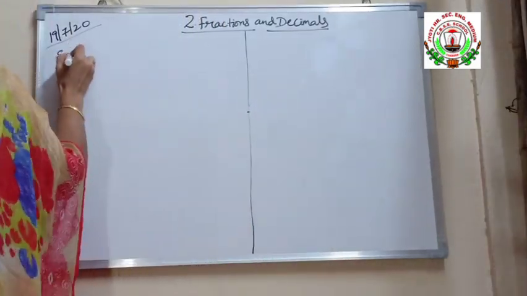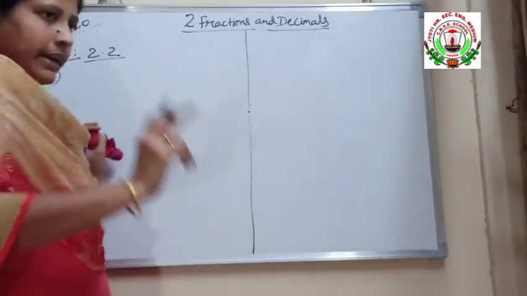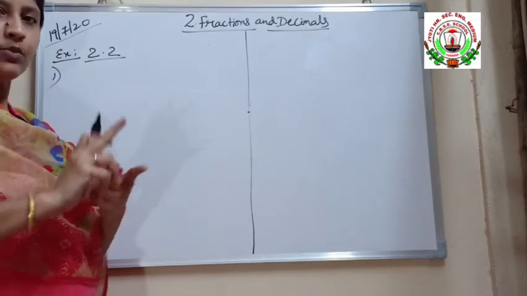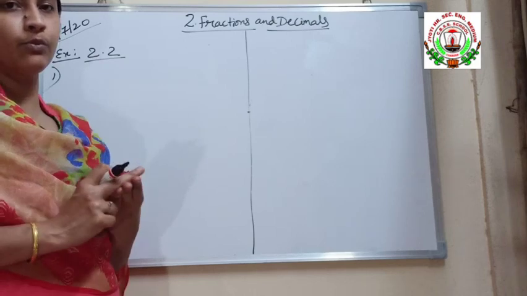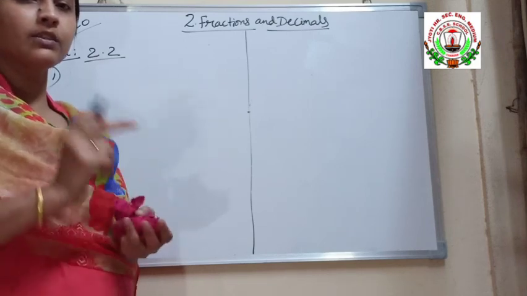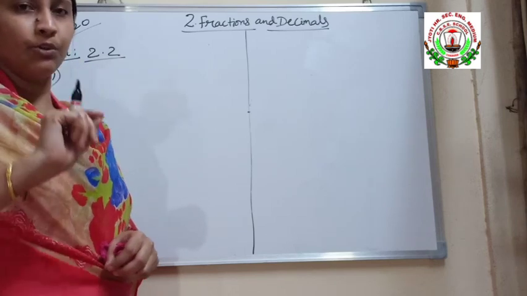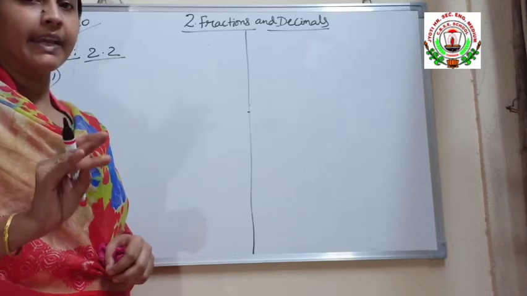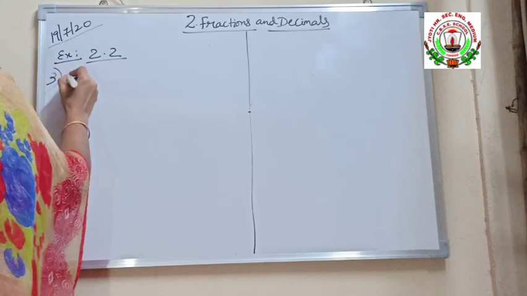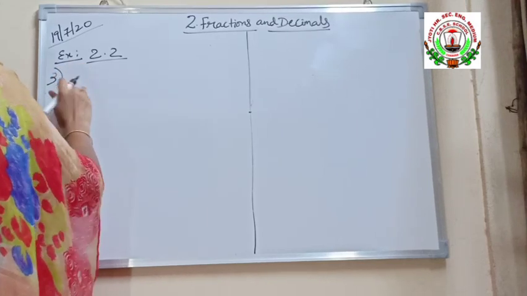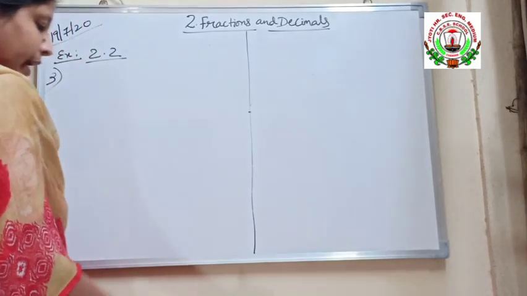See here, exercise 2.2. The first question, figures are given. The first question and second question you can do, along with the fourth question. First, second and fourth question you can do in your textbook because they have given figures and they ask you to color the fractional part. So I think you can do it in your textbook only, first, second and fourth one. So now I am going to do the third question. The question they have given is multiply and reduce and convert into mixed fractions.